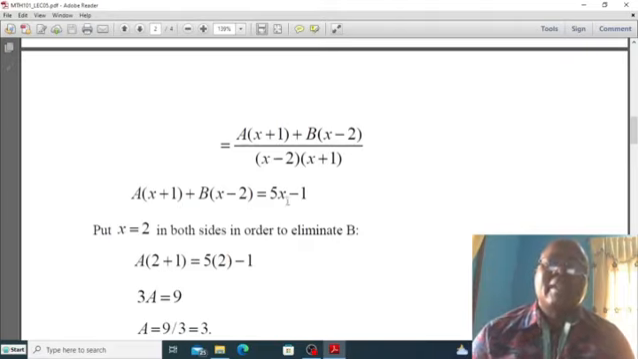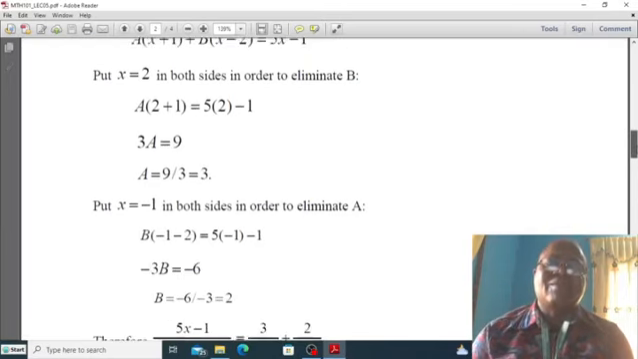Since the left hand side and right hand side are equal here, we can put any number, but we choose to eliminate B by putting x equal to 2 in both sides. And then if you simplify well, you should be able to get A(2 + 1) equal to 5(2 - 1). That gives you 3A equal to 9 after simplification. In that case, A equal to 3.